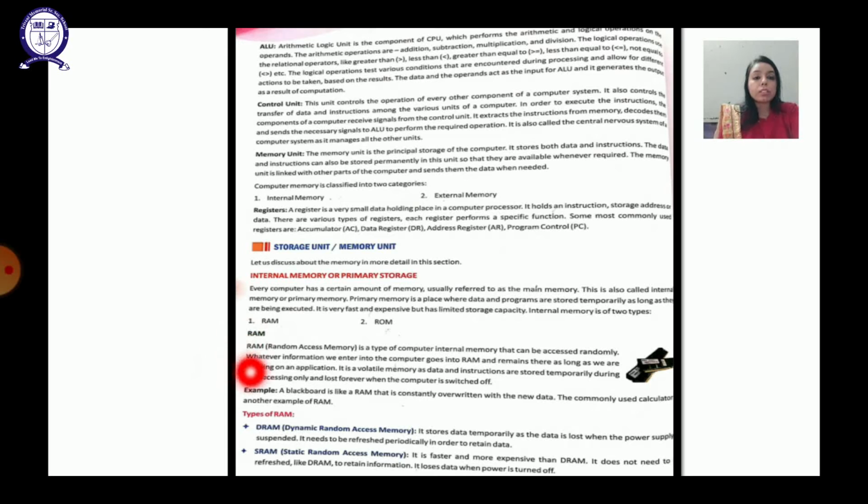Now what is RAM? RAM is a type of computer internal memory that can be accessed randomly. Suppose you have opened MS Word and you have written a paragraph on My School in that file. Until you have saved the file, where will that file be? That will be in the RAM. RAM is a volatile memory. Suppose you have not saved the file and suddenly the power goes off. Whatever you have written will be erased. You will not be able to get it back.